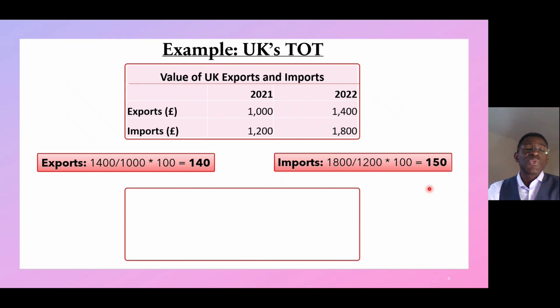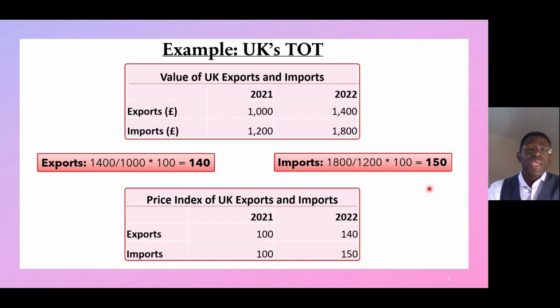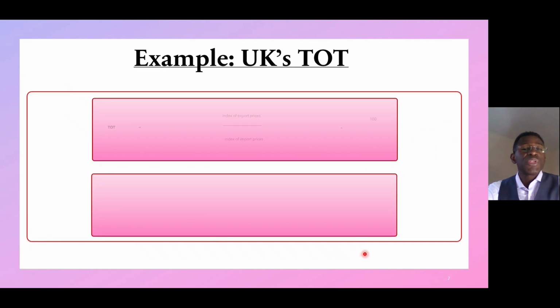So these are indices, so there are no units attached to them. This table shows the indices. In 2021, they're both 100. In 2022 it was 140 for exports and 150 for imports. So we should be able to use these figures to calculate the TOT for the UK for 2022.